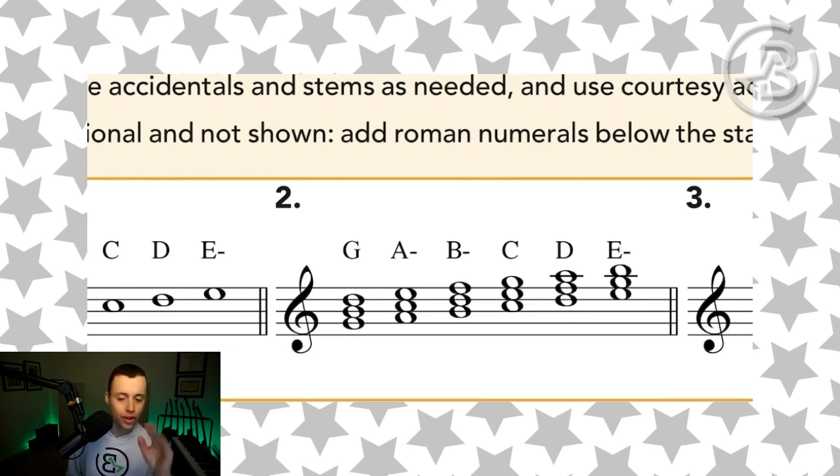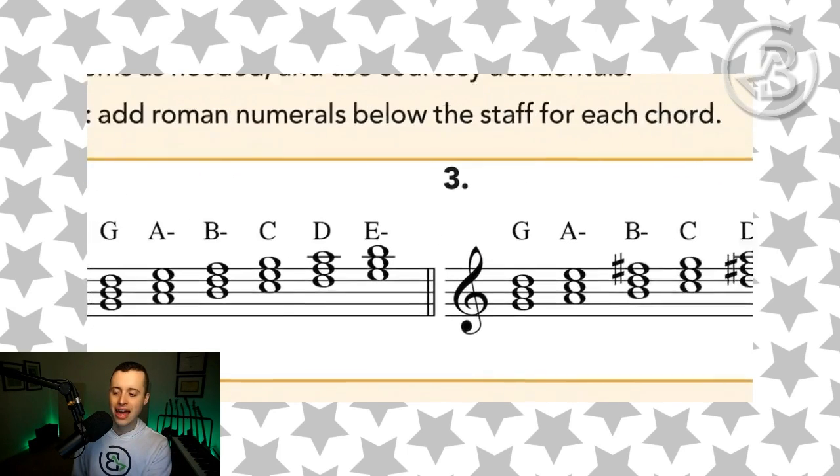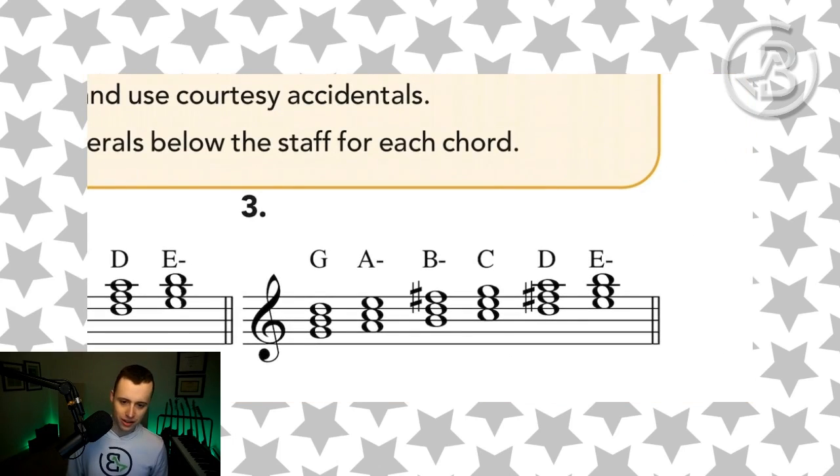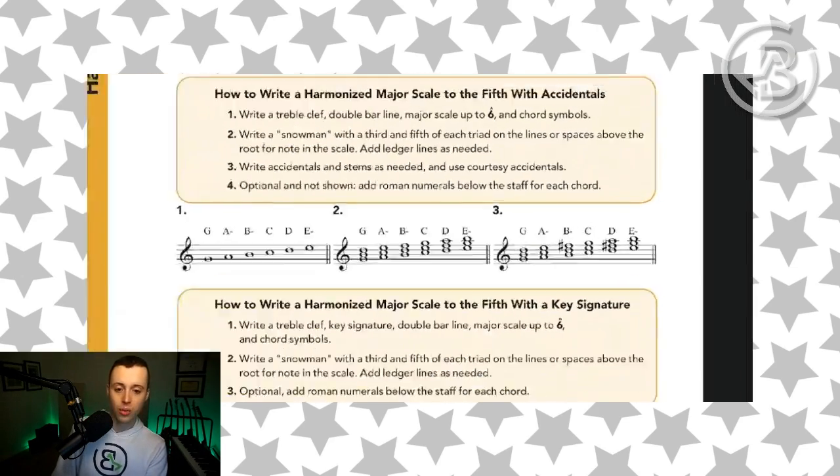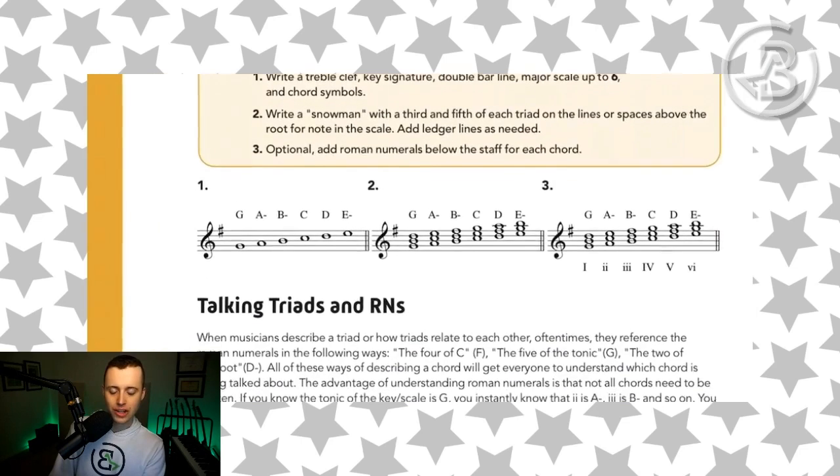Just build a snowman. Don't worry about the accidentals. Don't count the major thirds, the minor thirds. Just write snowmen. Then step number 3, we've got to think about the thirds, whether it's a major third or a minor third, the quality of the chord, to make sure that if accidentals are needed, you can put in any accidentals.